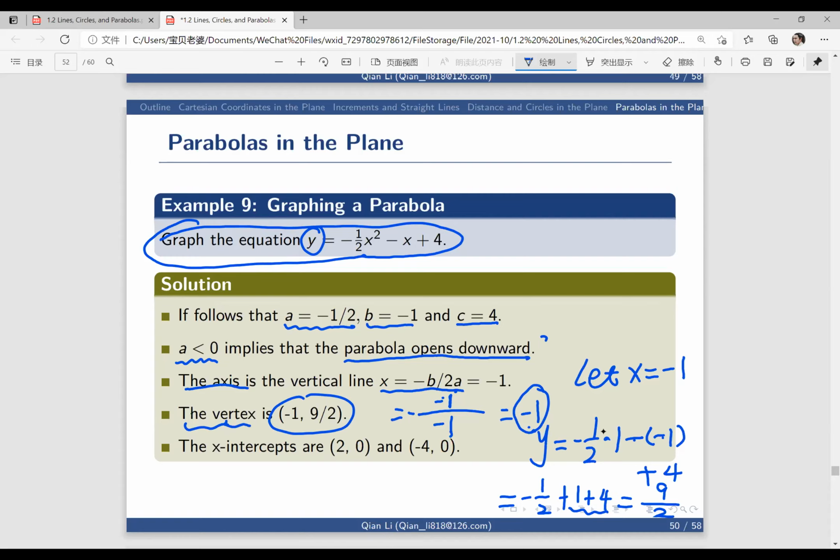And then let's see. How can it be 9? How can it be 9? 1 plus 4 is 5, minus 1/2. 5 is equal to 10/2, and minus 1/2 will be 9/2, right?